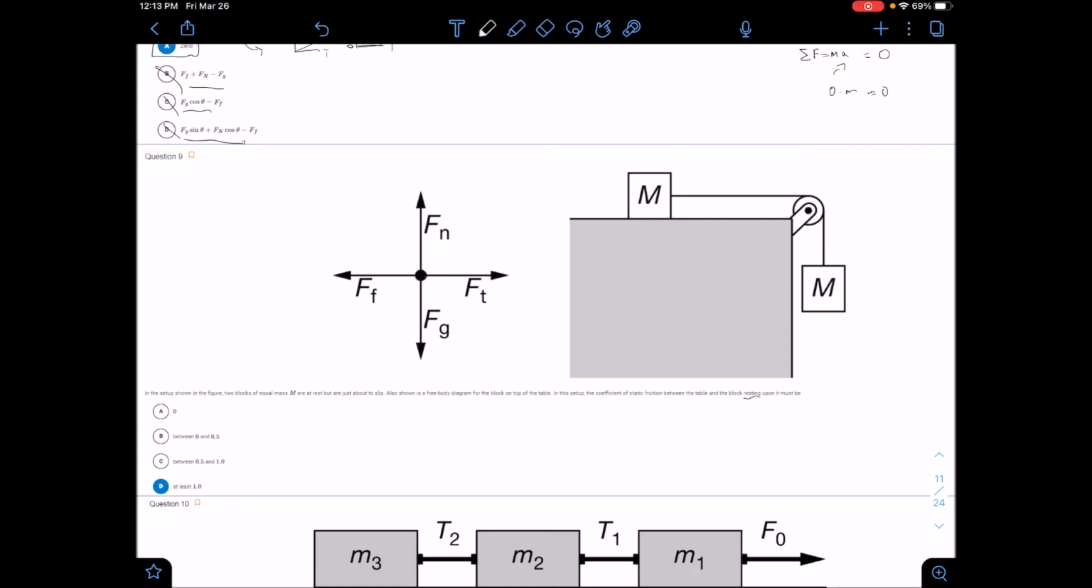Okay, first thing to note is that it's resting. It's at rest right now. It says it's about to slip. That's not important. It's at rest. And so since it's at rest, we have this free body diagram.